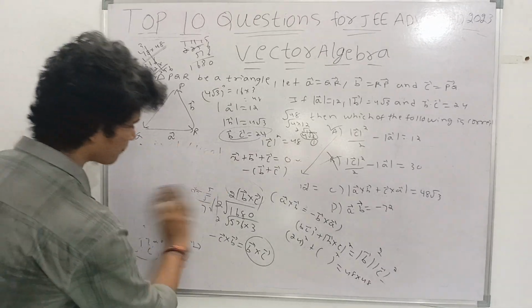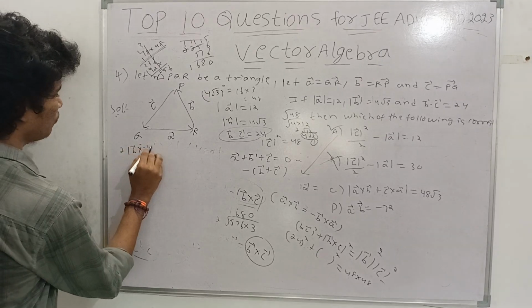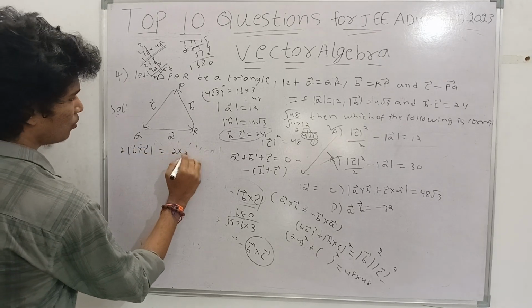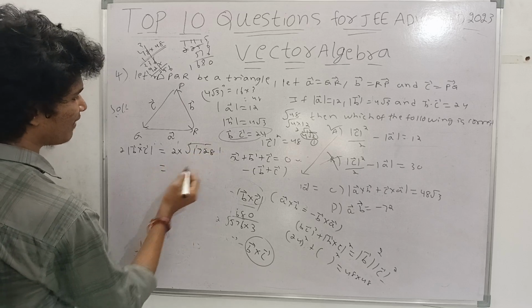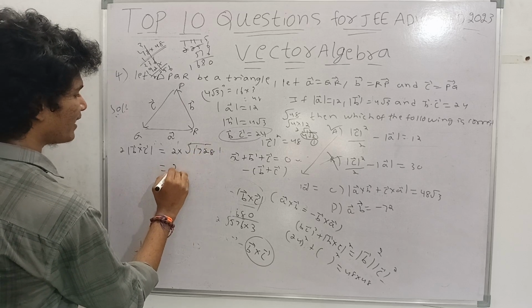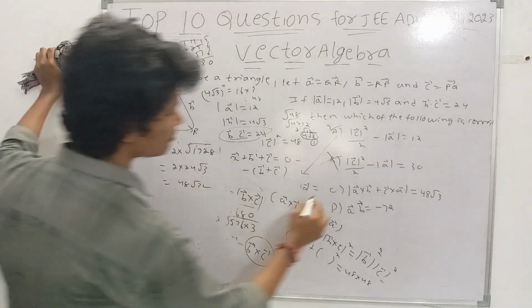So finally, 2 times of mod B cross C equal to 2 into root of 1728. And what is the value of root 1728? Root 1728 is simply 24 root 3. So simply it is 48 root 3. So option C is also correct.